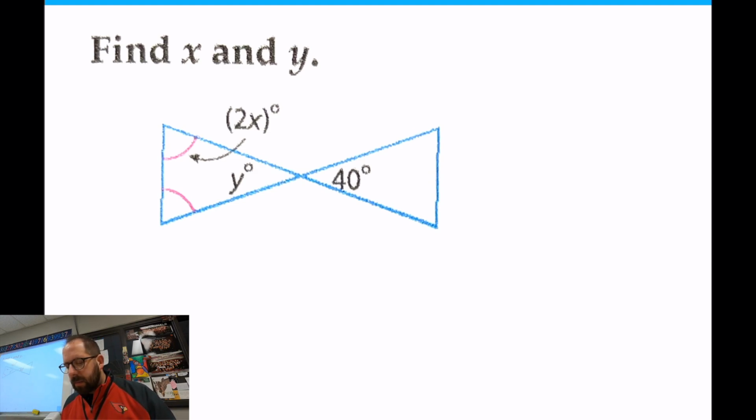So on this one, can anyone tell me how to find any of these variables, any of these numbers? What's something we can do on this problem that's obvious? Okay, what do you got? 40 and Y is vertical. Yeah, vertical. So if you don't remember what vertical is, it's a little funnel system. The 40 can transfer through the little funnel, which is called vertical angles, like you said. So the Y has to be equal to the 40. Vertical angles are equal to each other. We've talked about that. So that's how you find Y.